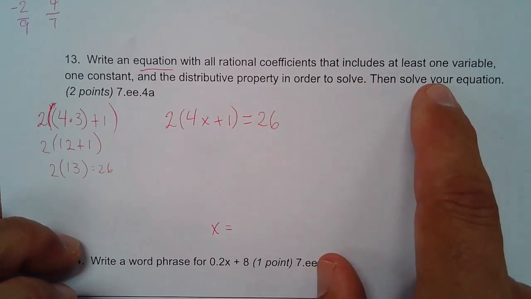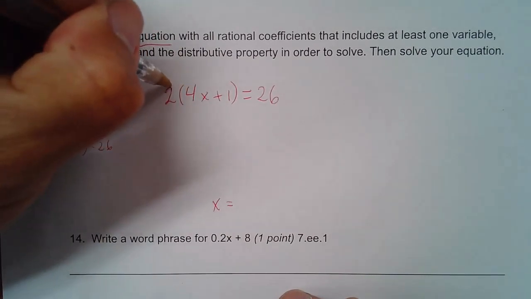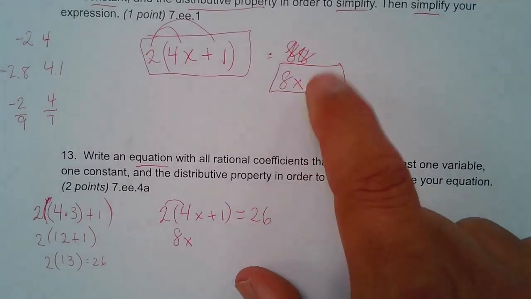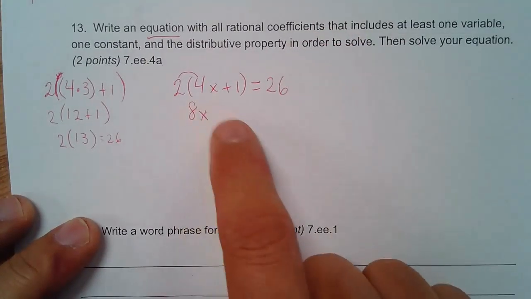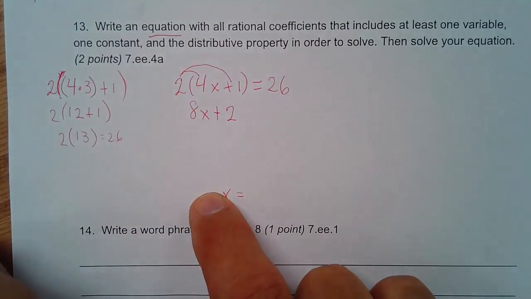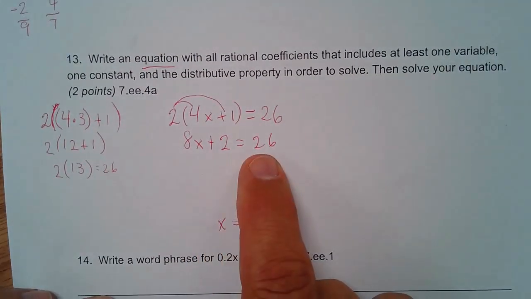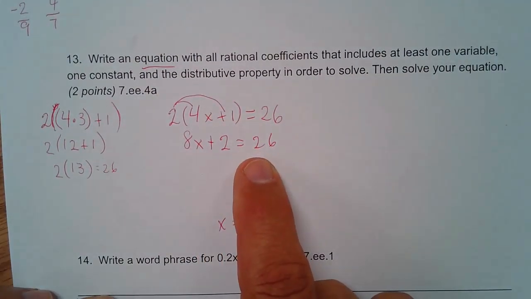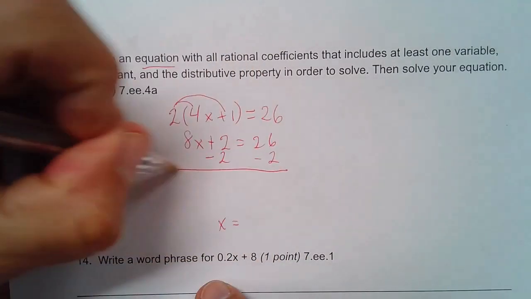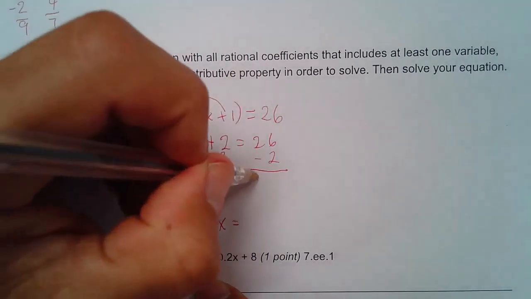Okay, now I'm going to solve it. I'm going to distribute the 2. 2 times 4x is 8x, and 2 times 1 is 2. Okay, and that equals 26. Now we're going to solve two-step equations just like we did earlier on this pretest. We're going to subtract 2 from both sides. 8x equals 26 minus 2, which is 24.